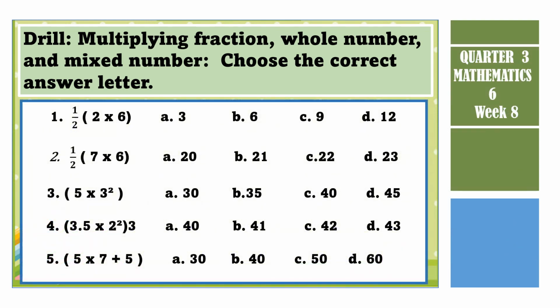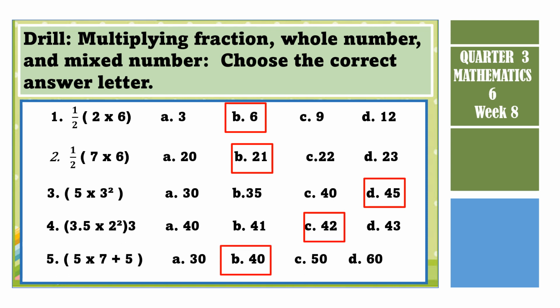Let us now reveal the answer for the following questions. For question number 1, the correct answer is letter B, 6. And for number 2, we have letter B also, number 1. And for number 3, we have letter D, it's 45. And on number 4, we have 42, letter C. And for the last number 5, the correct answer is letter B, 40.